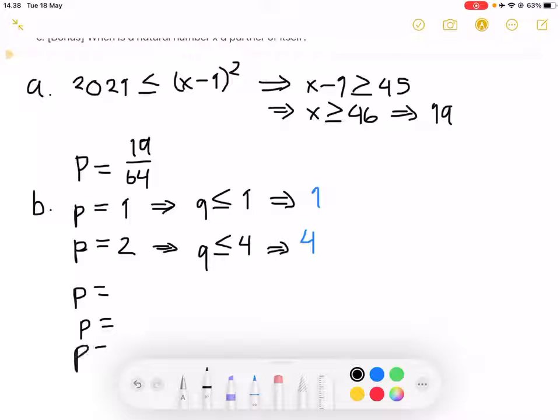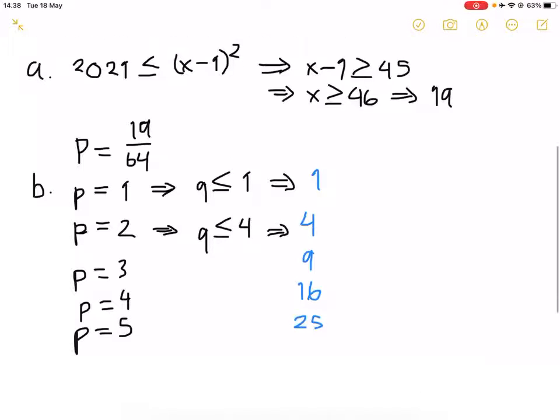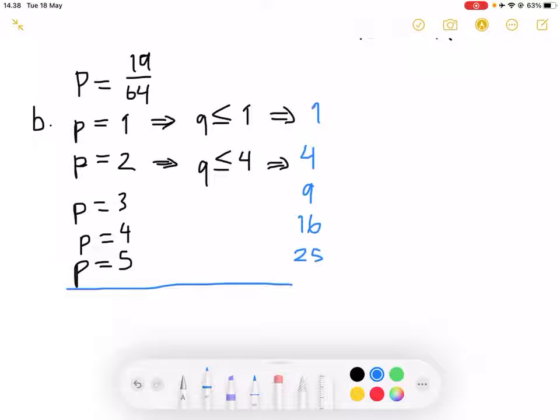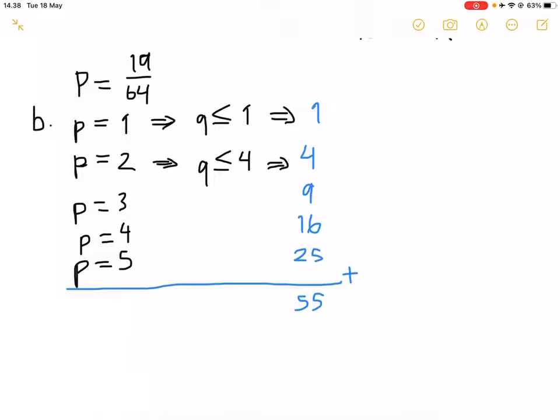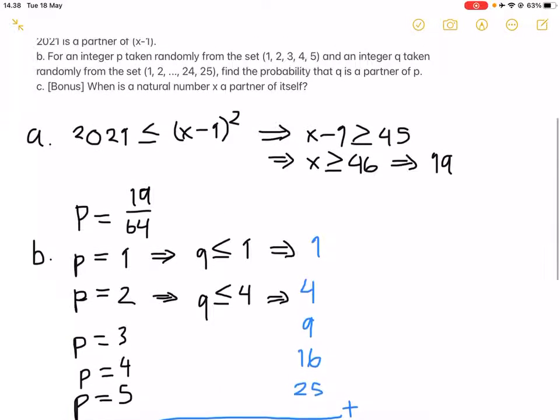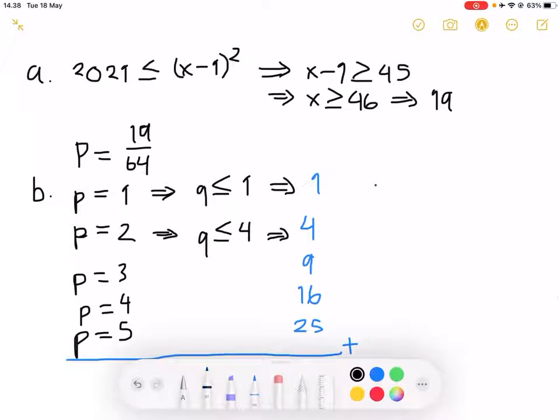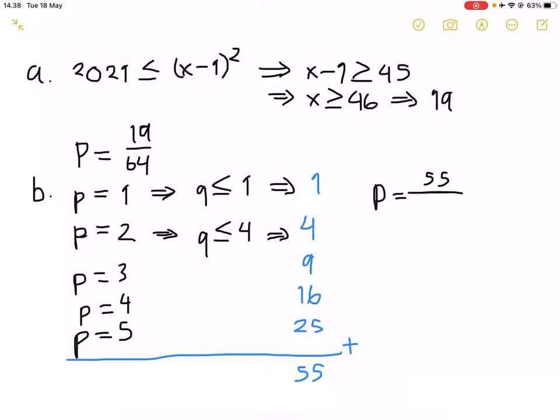So let me just write the values right here. If p equals 3, 4, and 5, the number of solutions for q will be 9, 16, and 25 respectively. Now these are all of the possible cases for our criteria. So if we sum them up, we have 55 total solutions, or ways, or combinations, if you would call that. So our probability will be 55 over the total number of combinations right here.